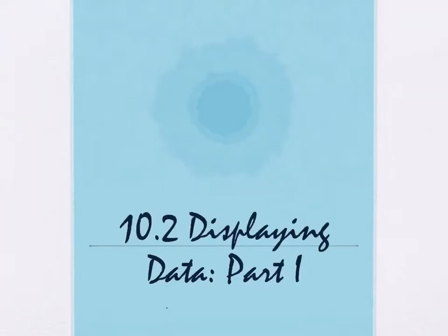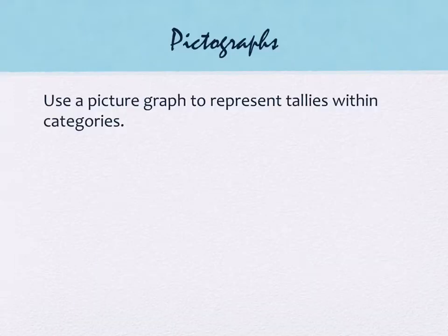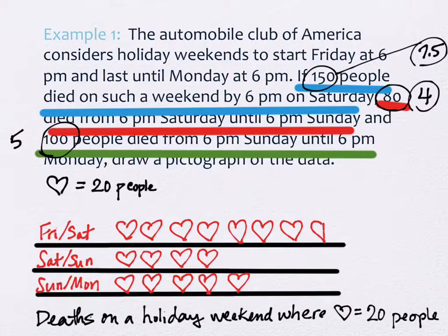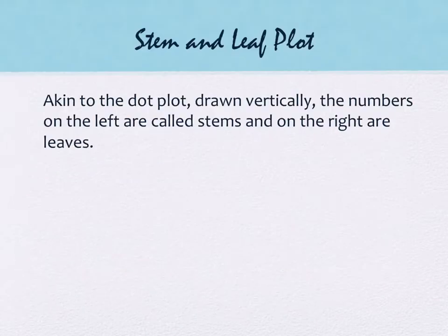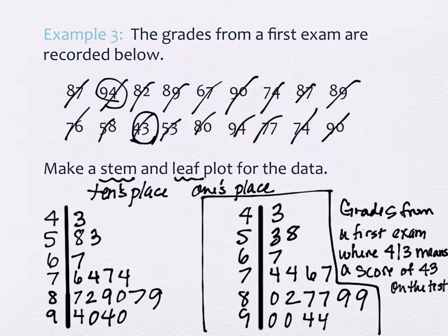We started section 10.2, the last teaching class period, I think Monday, and we were talking about displaying data. We had taken a look at several different types of graphs so far. Pictograph was one of them. We did a dot or line plot, and we had done the beginnings of a stem and leaf plot. So we did the first half of this. Well, we did example 3, but this stem and leaf plot extends into another type of plot as well.